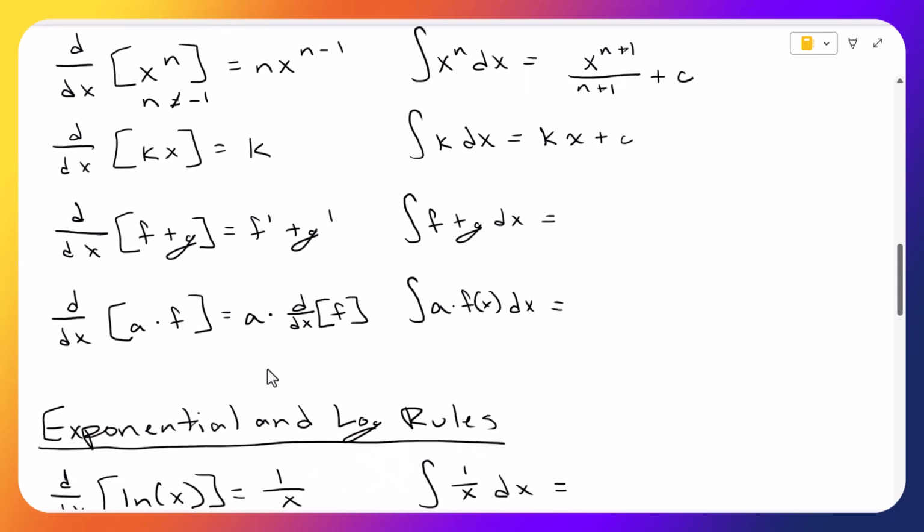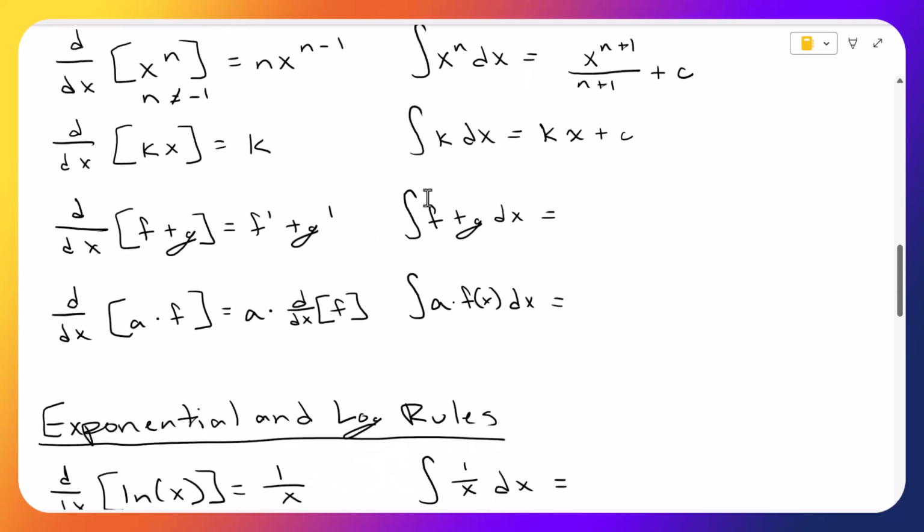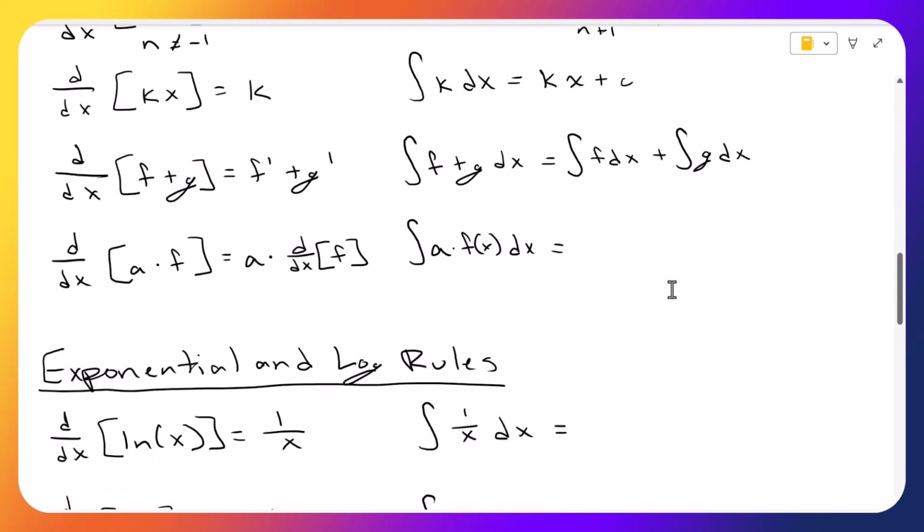Just as I showed earlier, we can apply it here as well. We have a derivative rule where if we're taking the derivative of something plus something, we can split that up: the derivative of the first thing plus the derivative of the second thing. We can do that same thing with integrals. We can write this as the integral of f dx plus the integral of g dx. And I showed that earlier when we were doing one of the other videos.